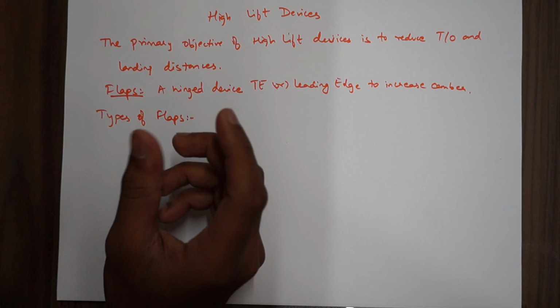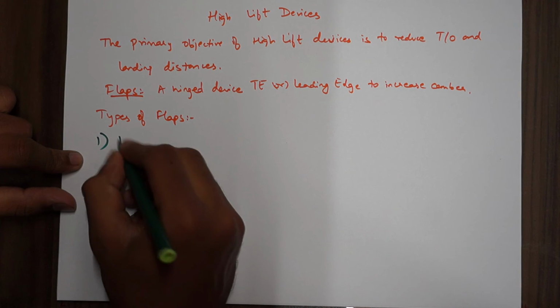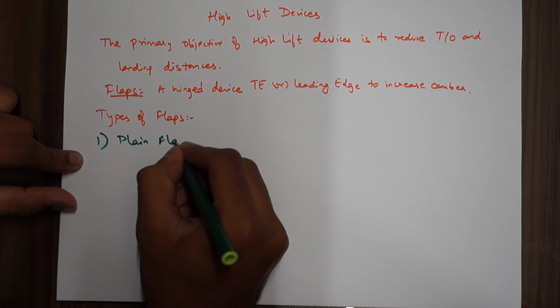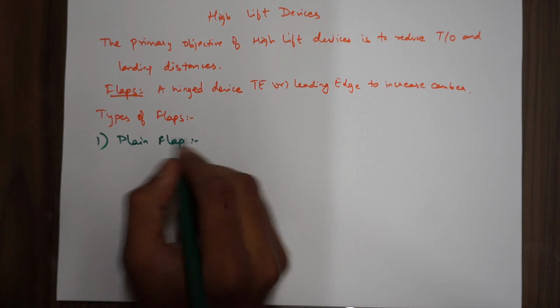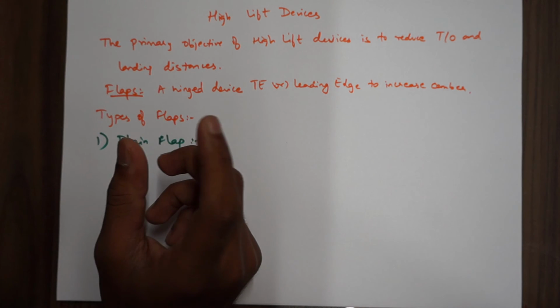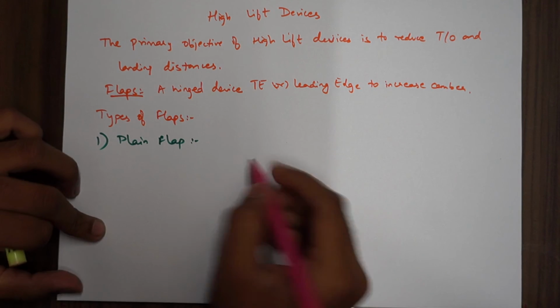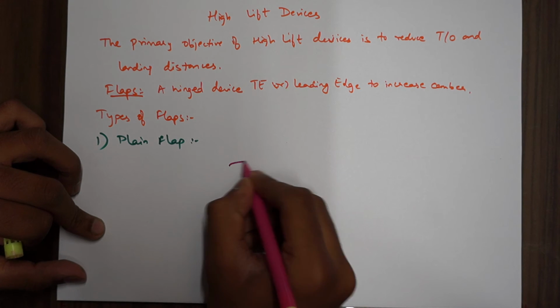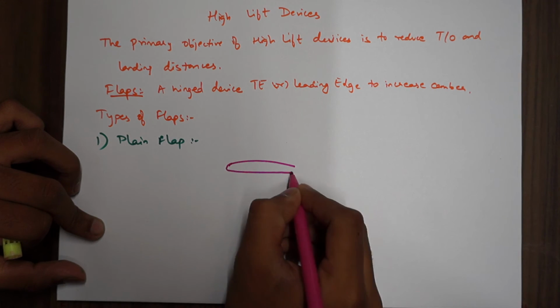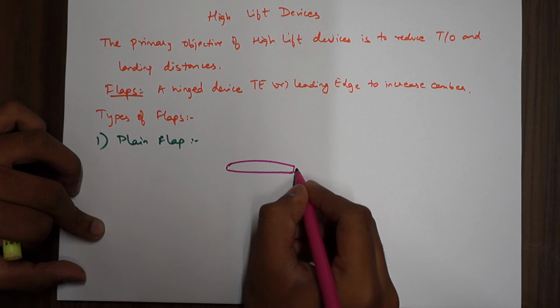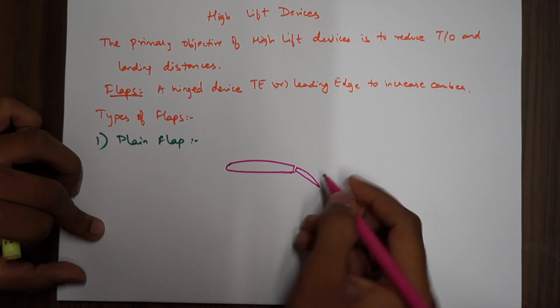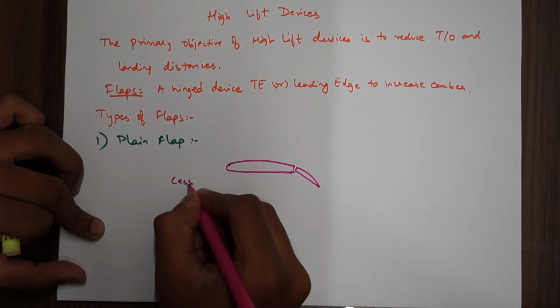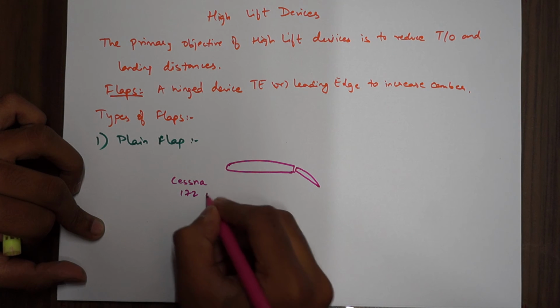Okay, so types of flaps. First one is your plain flap. A plain flap is a simple construction. I'll just draw it so that it's very easy to understand. This is your aerofoil, and a simple flap will just come down like this. That's all. From the body it just comes down. Examples are the Cessna aircraft, Cessna 172, 152, etc.